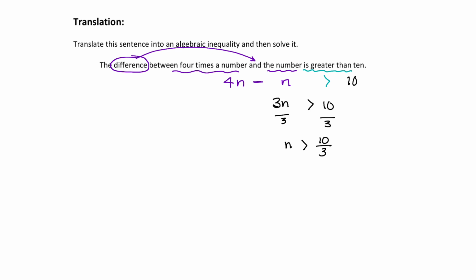Okay, so the number that when you do 4 times it minus it has to be greater than 10 is 10 thirds. Okay, let's check it and see. So we're going to do 4 times n minus n, and we need it to be greater than 10. Okay, so 4 over 1 gives you 40 thirds when you times it by 10 thirds. Minus 10 thirds is 30 thirds, which is 10.